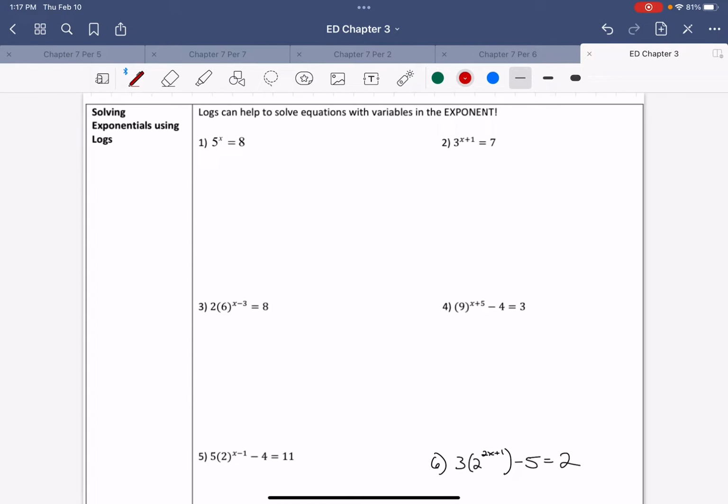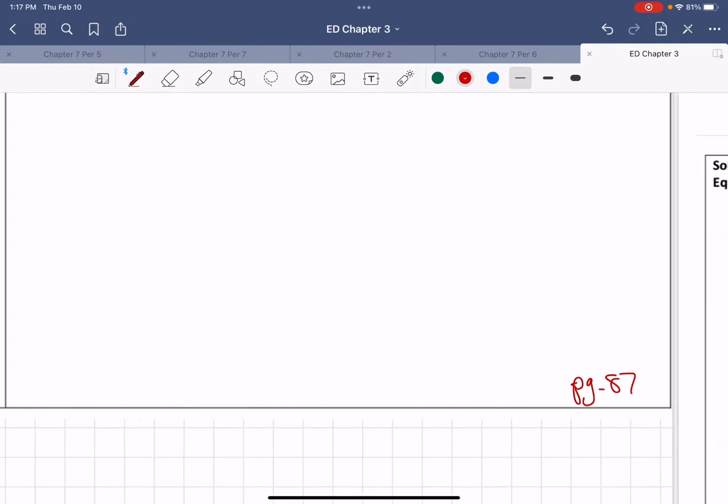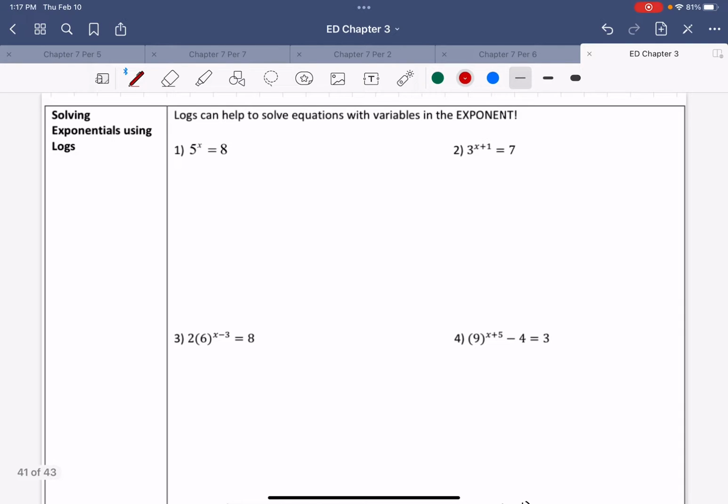So you should be looking at this handout. At the bottom of mine, notice it's page 87. It will be one that you'll have to fold and put into your notebook, sideways, folded in on page 87. So we are going to be solving exponential equations using logs.